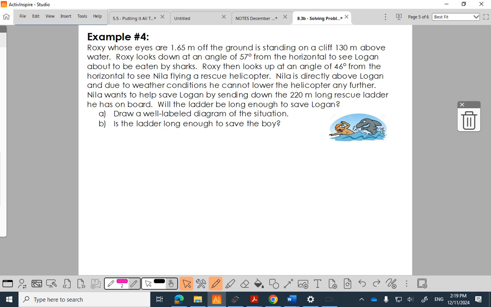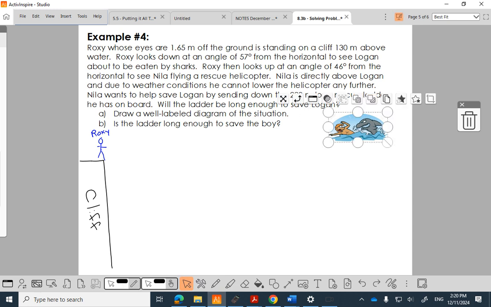Well, let's draw a few things on here to try and visualize what the heck's going on here. First, a cliff. Cliff. Good so far? And then Roxy is on the top of the cliff. And I'm going to label her R eventually. That's Roxy up there. I'm already unhappy with my diagram. I know why, too.